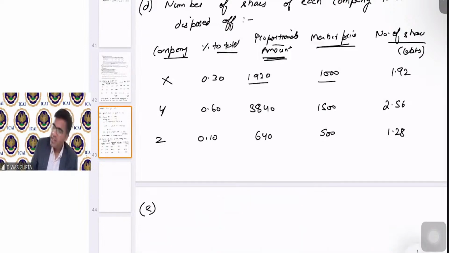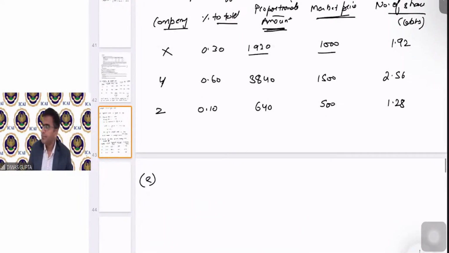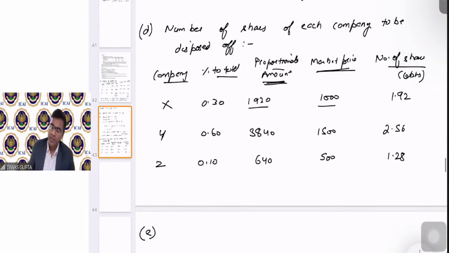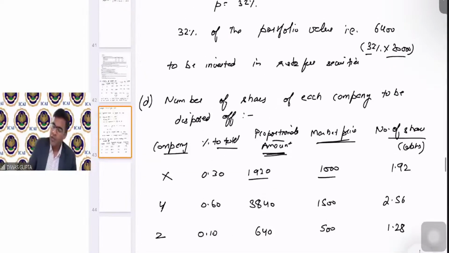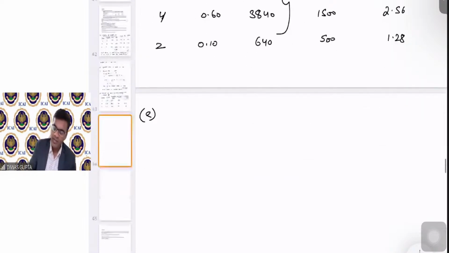So students, please hear me carefully. First of all, this is not a portfolio value of 6,400. So 6,400 we have allocated here for the reduction purposes. So we are saying out of the entire portfolio of 6,400 to be reduced, 1920 will be reduced from X, 3840 will be reduced from Y, and 640 will be reduced from Z. That's why we have allocated.